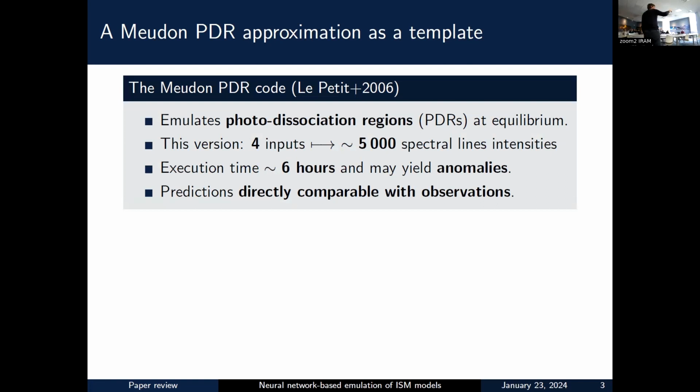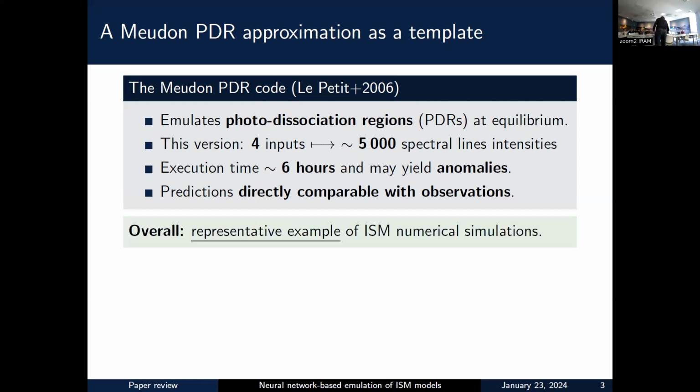The execution time is about 6 hours, which is very long, and it may yield anomalies, something which is not physical. Sometimes the code cannot converge, or sometimes there are multi-stabilities, and those anomalies make it sometimes difficult to approximate the code. But what is important is that the predictions are directly comparable with observations, and moreover, this is a representative example of ISM numerical simulation, so we use it as a template.